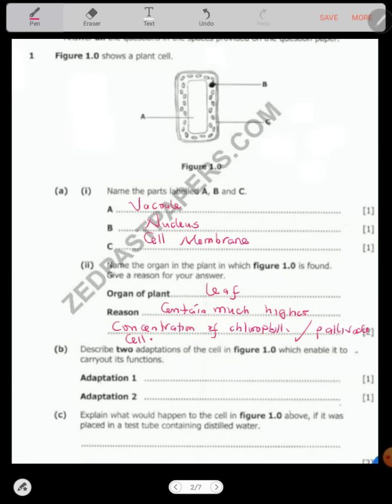Describe 2 adaptations of the cell in figure 1.0 which enable it to carry out its function. Now this is a parasite cell, and mainly it is involved in photosynthesis. Adaptation 1 is that it's rectangular shaped. This increases the surface area for photosynthesis. Another adaptation is it contains chloroplast.